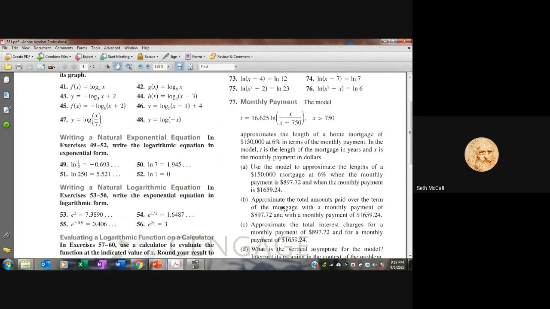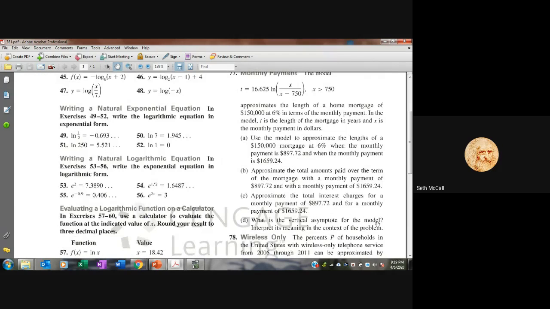And so this part D, what is the vertical asymptote of the model? It is when x equals 750. Its meaning is that when x is 750, the bottom gives you a 0. And in the problem, it means you would never be able to pay that money back because the interest is exceeding your monthly payment, which is not a good thing.